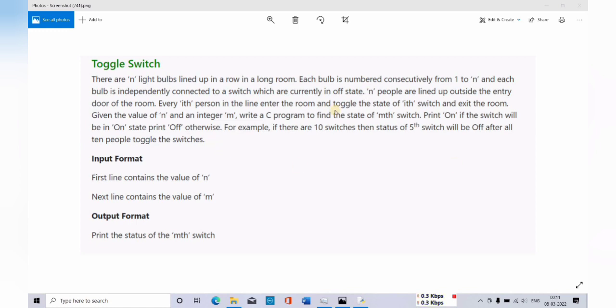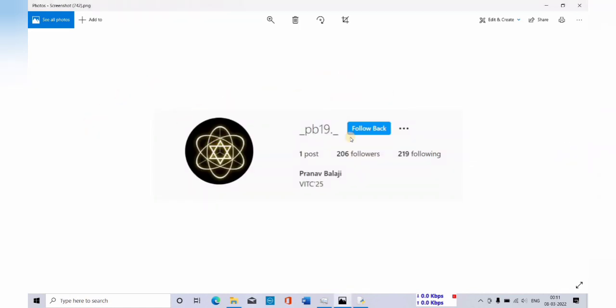Okay. And before going to the code, let me just display the code. Yeah, he is, I don't know his name. What was his name? Pranav Balaji. Yeah, Pranav Balaji was the first person to submit the code. Yesterday also he was the first person. Today also he is the first person.